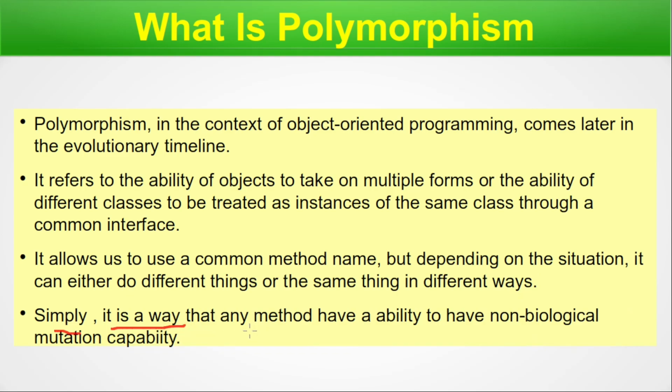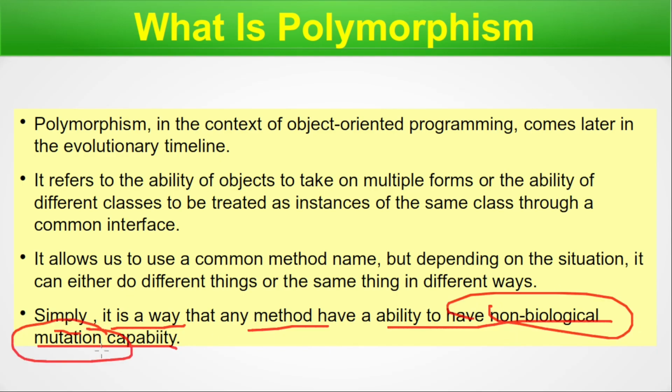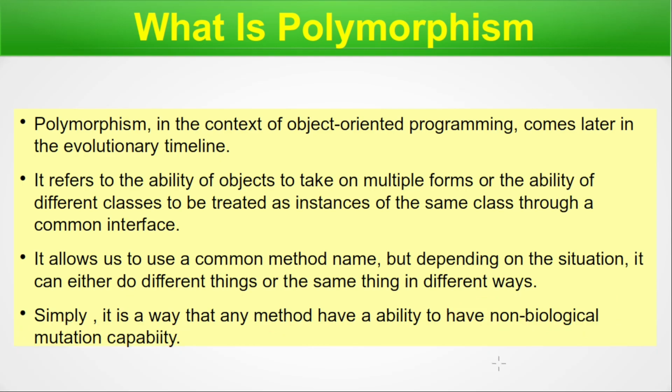Simply, it is a way that any method has a mutation capability, non-biological. So why are we saying non-biological? Because when we talk about mutation, you have the concept of biological mutation, but no, it is not a biological mutation. That is what I was saying. From one object to another object, a method may have different kinds of behaviors. So this is called polymorphism. This is also there to accommodate the complexity of object-oriented programming that we do nowadays, compared to the original object-oriented programming concept from its birth.